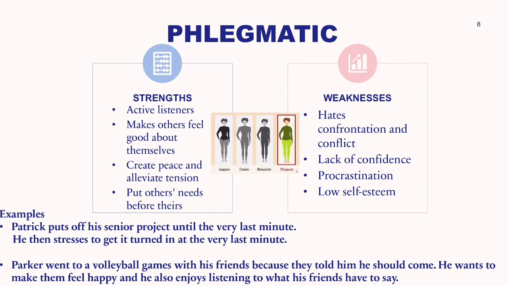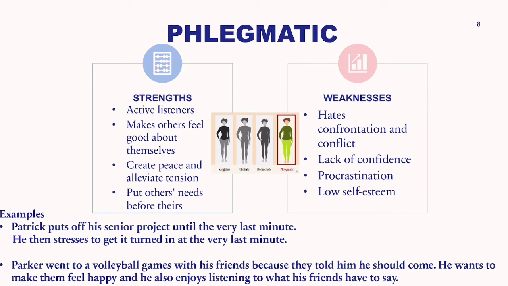And then we have phlegmatics. So the strengths of these individuals are they're very good listeners. So instead of talking over other people, they're more of the ear. They like to listen to what people have to say. And they're also very good at making others feel good about themselves. So they're giving out compliments and trying to not degrade other people. They like to create peace and alleviate tension, so they don't like confrontation, which could also be a weakness. We'll get into that. But they also put other needs before themselves, or their own needs.